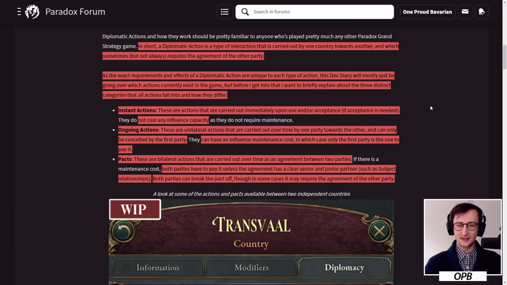This is where it gets interesting, keep influence in mind here. Instant actions. These are actions that are carried out immediately upon use and or acceptance if acceptance is needed. They do not cost any influence capacity as they do not require maintenance.